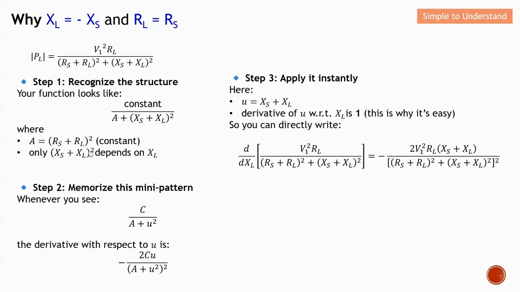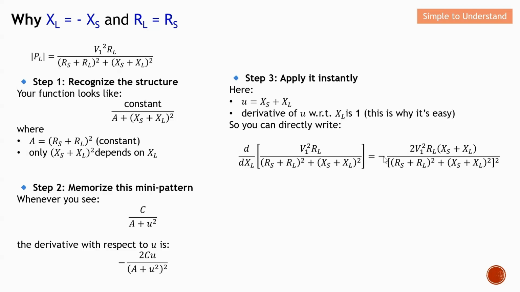So how to differentiate this term here? There is a pattern here. This C is constant, and this is the A value. I let this whole thing, ZS plus ZL, equal U, as you can see from here. When you differentiate this, the outcome is minus 2C times U divided by A plus U squared, the whole thing squared. This is the outcome after I differentiate this equation. Again, from here, I can break up this thing here.